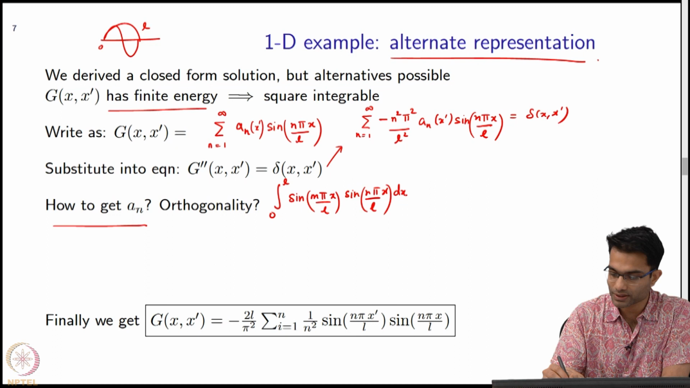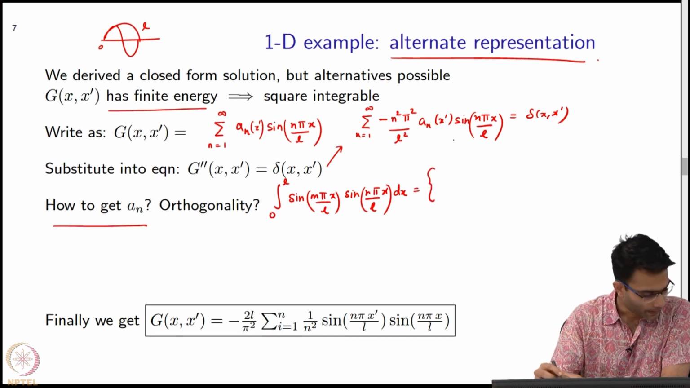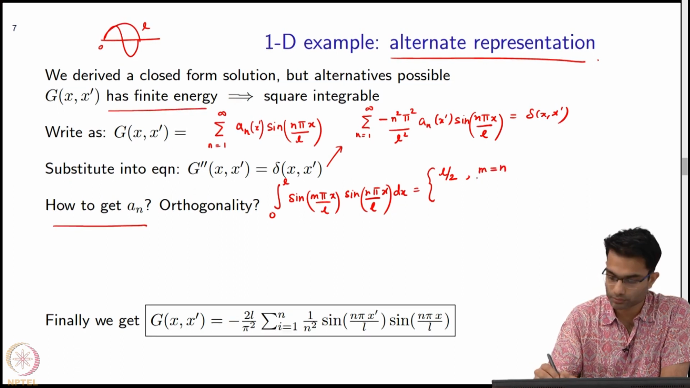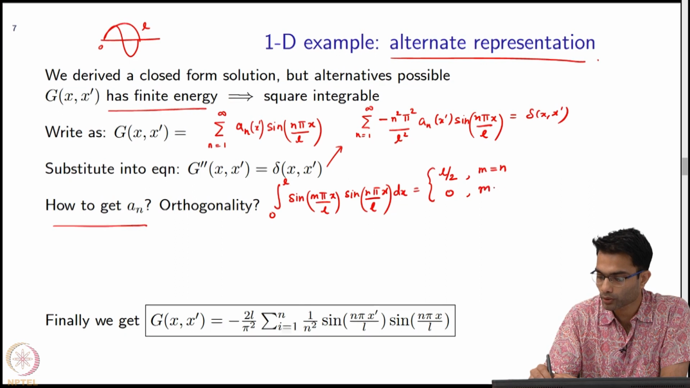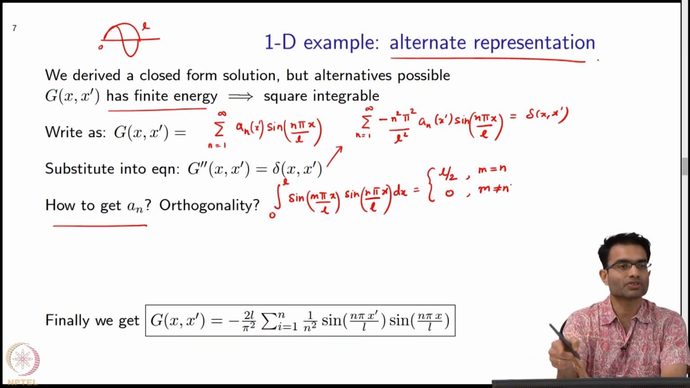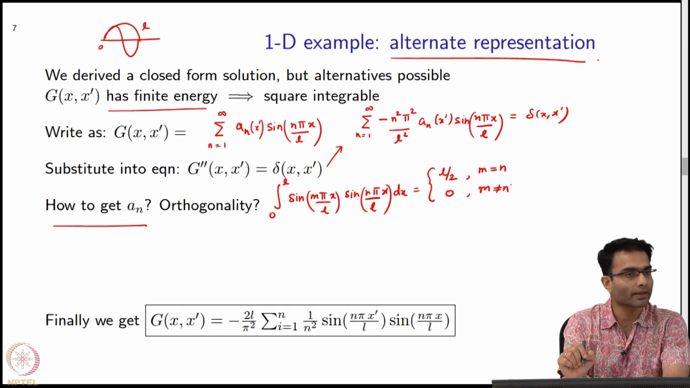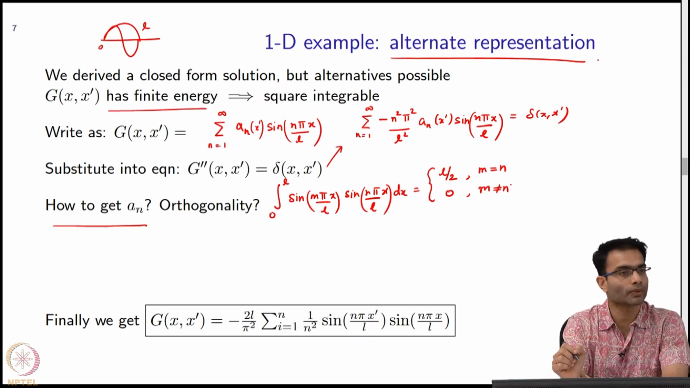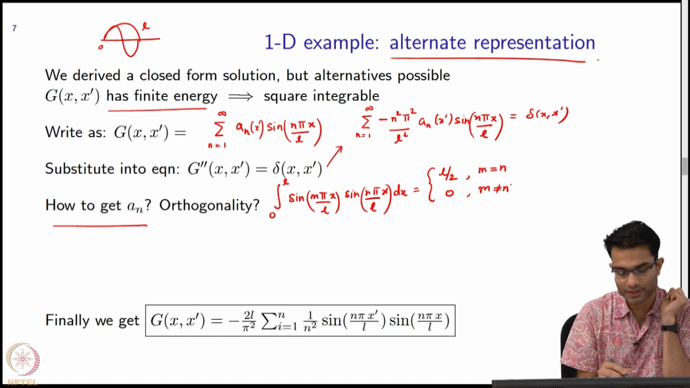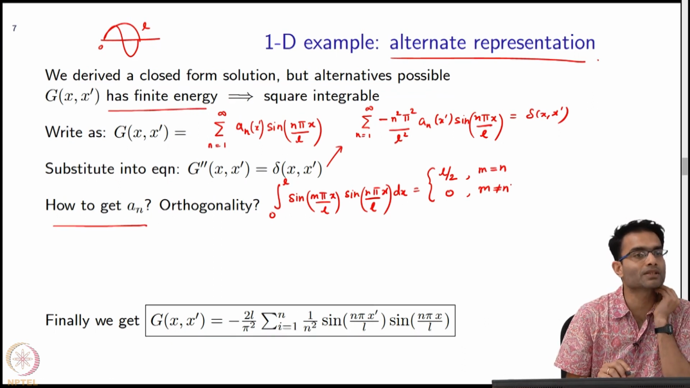So, orthogonality will say that this is going to be equal to, I have done the calculation, you will get L by 2 if m is equal to n and 0 if m is not equal to n. So, I can multiply both sides by sin m pi x by L and then integrate 0 to L, right. So, what will the right hand side become? Let us start with the left hand side. What happens to the left hand side? Which term will survive?